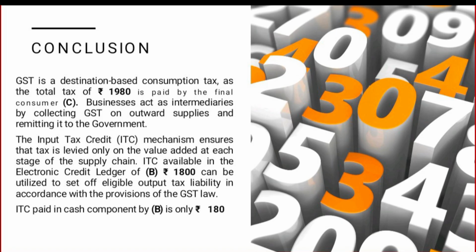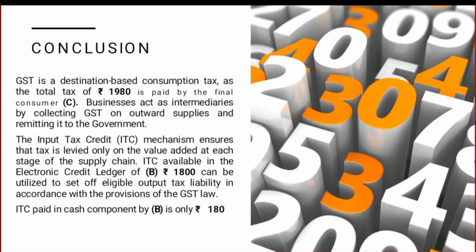ITC available in the electronic credit ledger of B, 1800, can be utilized to set off the eligible output tax liability in accordance with the provisions of GST law. ITC paid in cash component by B is only 180. Means he set off 1800, which was credited to his credit ledger while purchasing from A, and paid cash component 180. Finally the 1980 is paid by the final consumer.